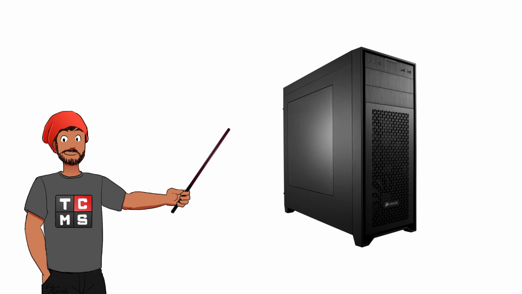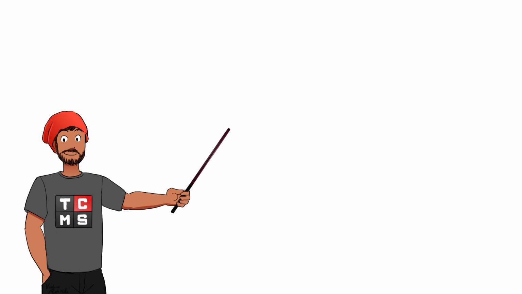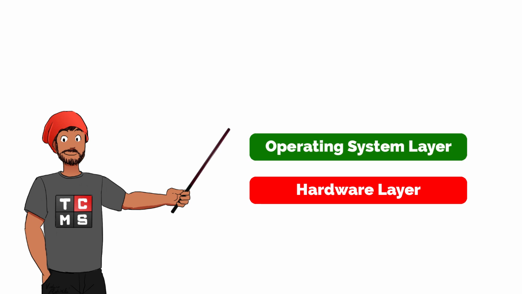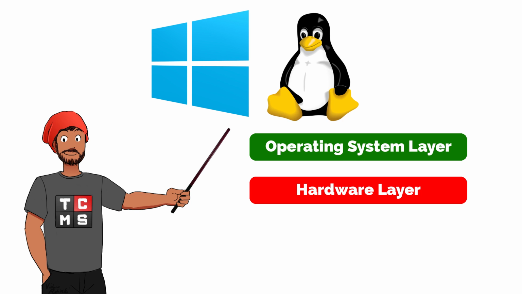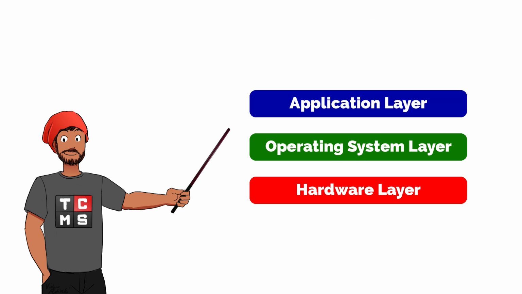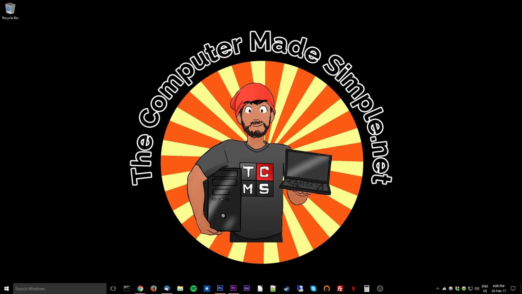Your computer is made of three major layers. We have the hardware layer, which are the physical parts, followed by the operating system layer, oftentimes referred to as OS, like Microsoft Windows, Linux, or Apple's OS X. And finally, the application layer, which is the layer you interact with.